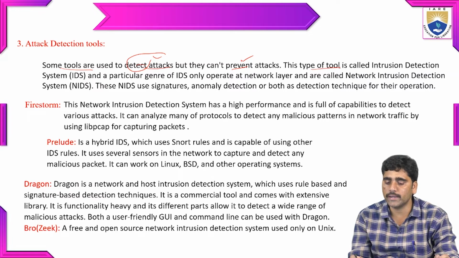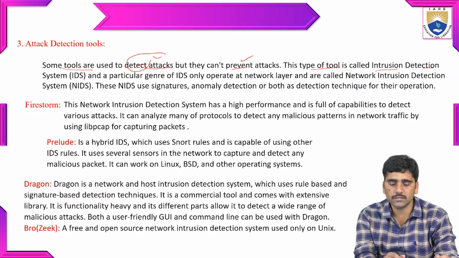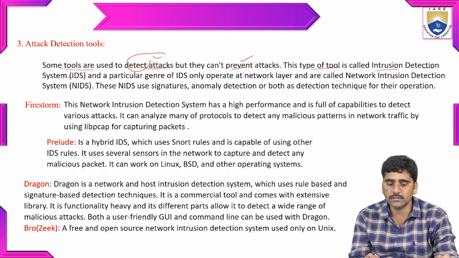This type of tool is called an intrusion detection system. A particular genre of intrusion detection system operates only at the network layer, because it is used to detect the attacks at the network layer. These are called network intrusion detection systems. This is a type of intrusion detection tool, but since it operates in the network layer, it is called a network intrusion detection system.